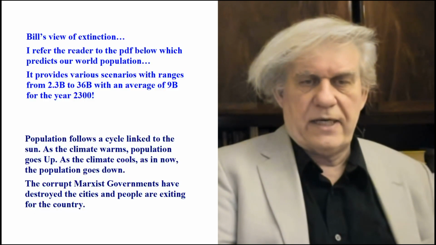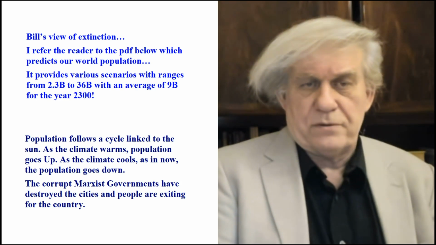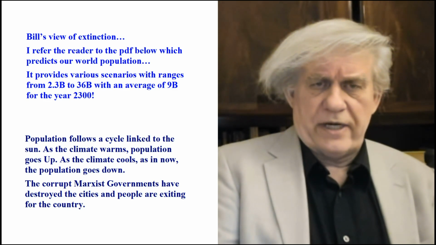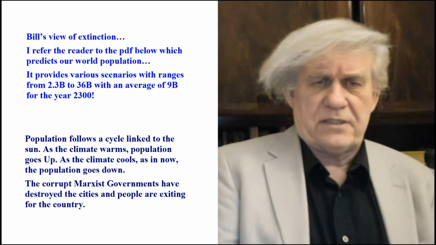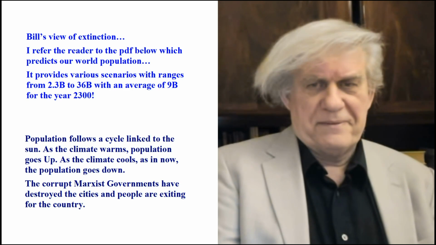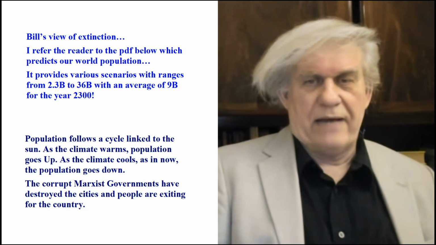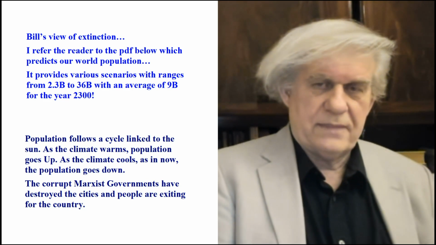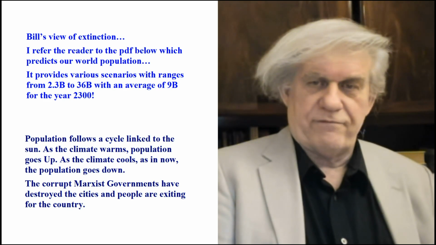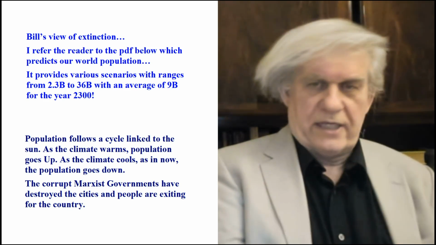Okay, and this is their comment. One fellow says, Bill's view of extinction, I refer the reader to the PDF below, which predicts our world population. It provides various scenarios with ranges from 2.3 billion to 36 billion with an average of blah, blah, blah. And he's talking about the year 2300. So he doesn't give me a theory of extinction. He just puts out there what he reads. This is what he believes in. He thinks there's nothing that's going to stop man from continuing to grow, to be alive for at least the next 2 centuries.